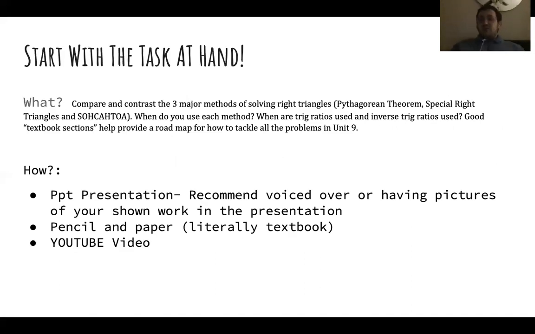All right, so when you're starting a lesson, you want to make sure that you are choosing a task. So the task is like your what. So maybe you chose the option Consumer's Guide to Solving Right Triangles. So that says compare and contrast the three major methods of solving right triangles: Pythagorean theorem, special right triangles, and SOHCAHTOA. When do you use each method? When are the trig ratios used and inverse trig ratios used? Good textbook sections help provide a roadmap for how to tackle all the problems in Unit 9.